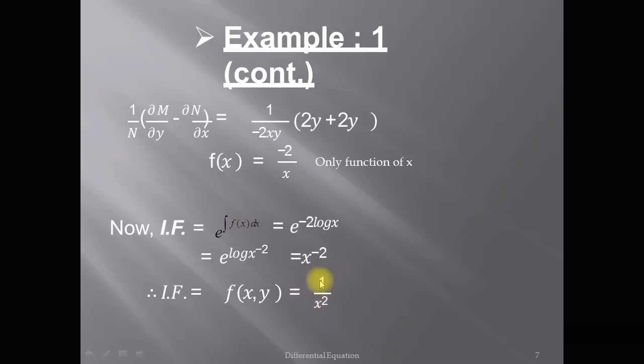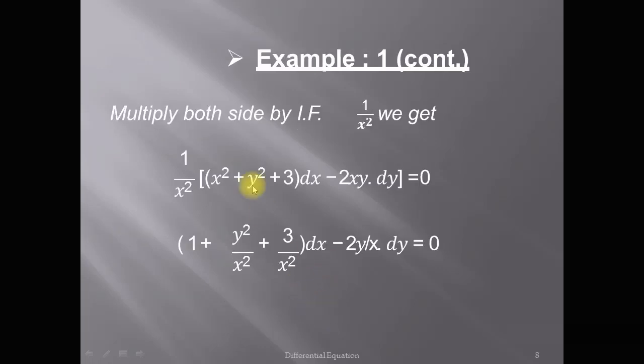Now we multiply this integrating factor to the given differential equation. This is the given differential equation, so multiply the integrating factor, which is 1 over x square. After multiplication, we get 1 plus y square by x square, y square by x square cancel, and 3 divided by x square. Similarly, multiply 1 over x square to minus 2xy, x cancels, we get minus 2y divided by x. Now this is the new function of m.